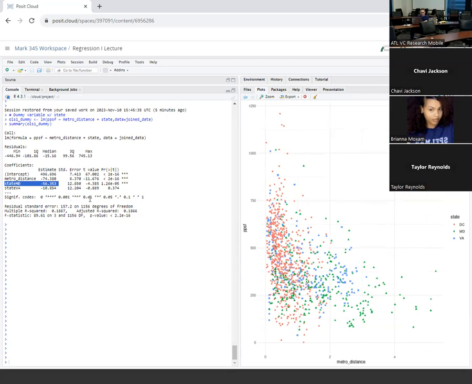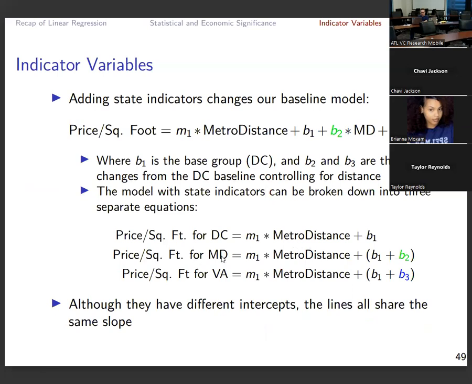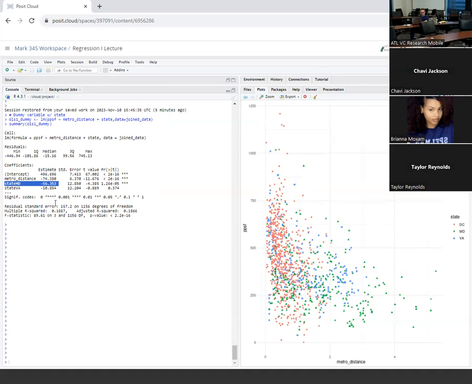So what does that 440 apply to? The distance away. No, it's an intercept. Oh, so is that the average price per square footage of those in Maryland? Oh, Maryland. Those in Maryland. Okay. Now here's the one for you, Taylor.